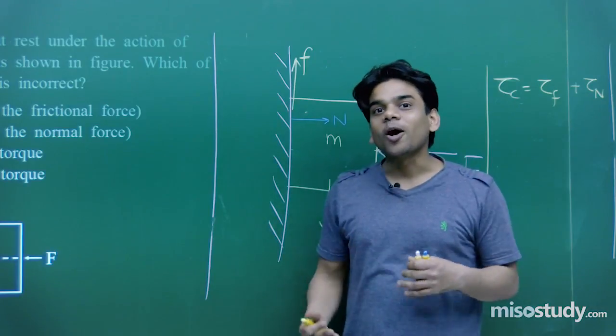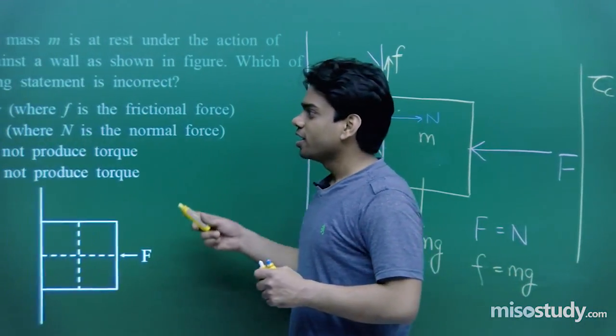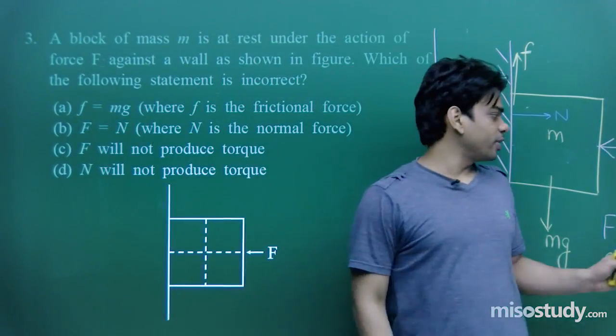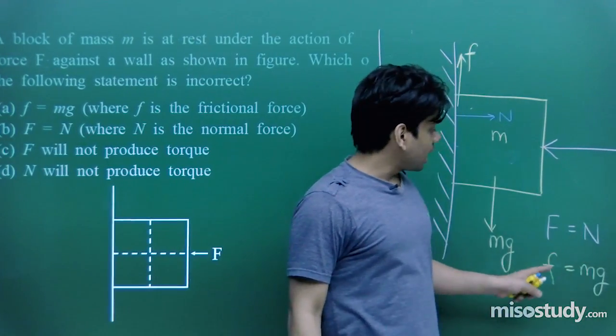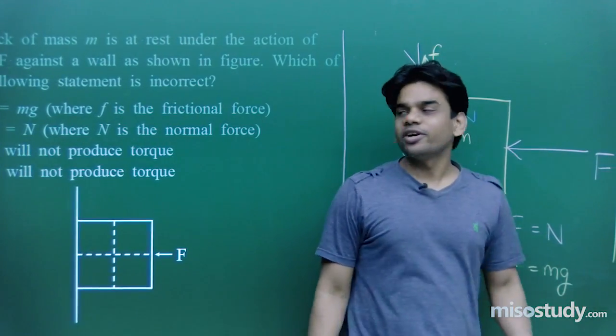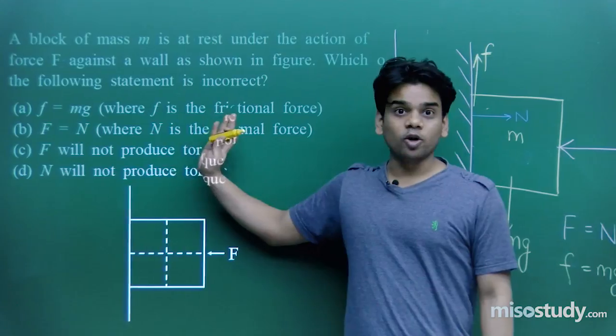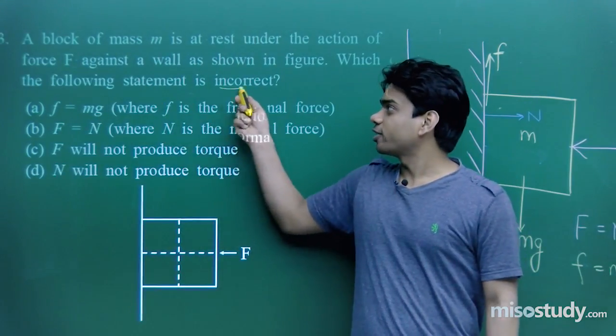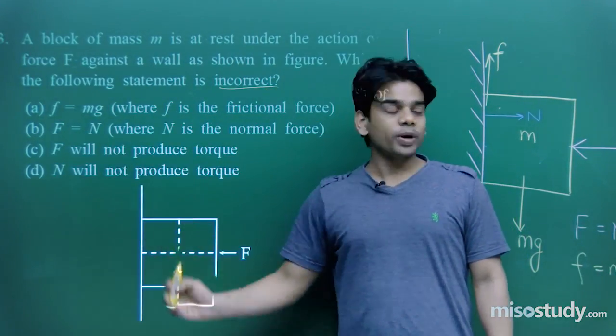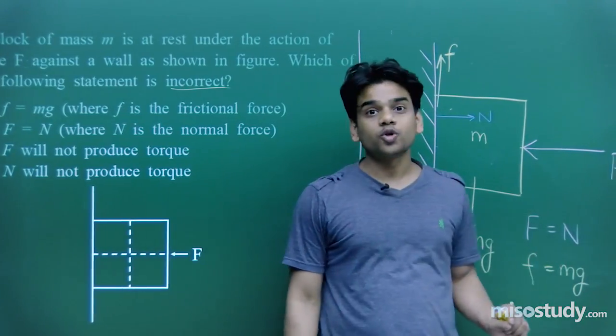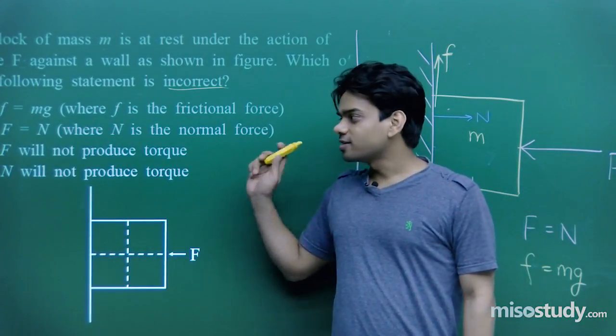Now let's see the options. Let's check the options. F is equal to mg. Yes, we have already evaluated, small f is equal to mg, that we have written. So yes, this option is right. So we need not tick it because we want incorrect options. Capital F is equal to N. We have written capital F is equal to N. So this is also right. So don't tick this as the answer.